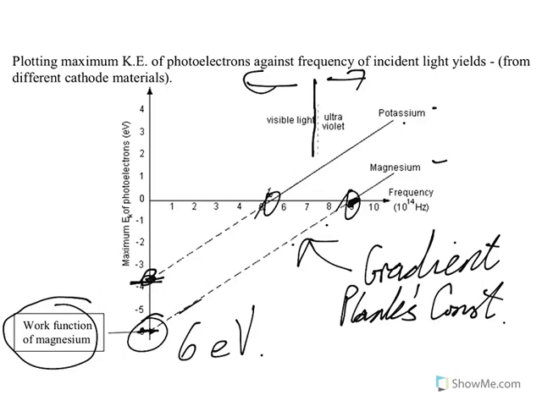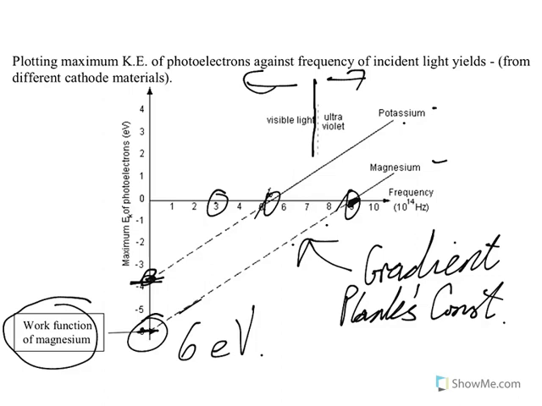Alright, so when they did that, it was very interesting. So down here, if say we're looking at potassium, and we're looking at a frequency of 3 by 10 to the 14, no matter how bright that light is, we're not going to get any electrons off it.